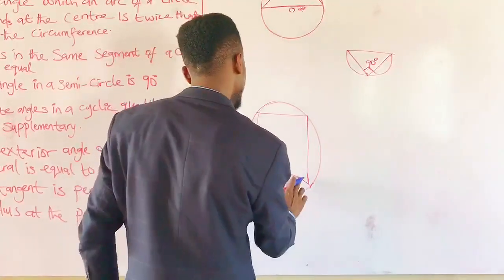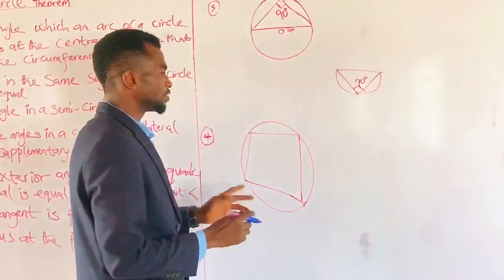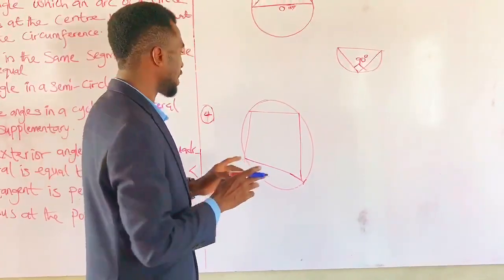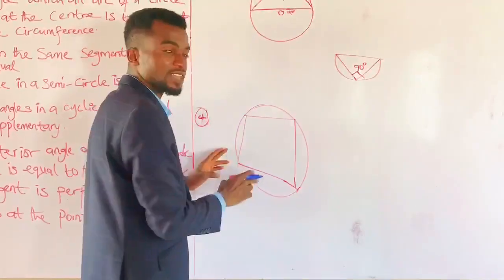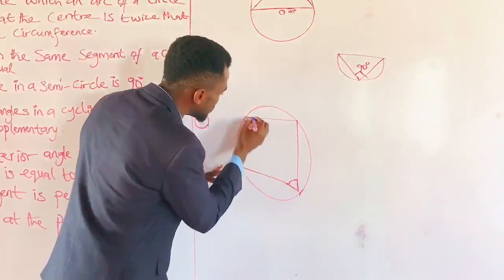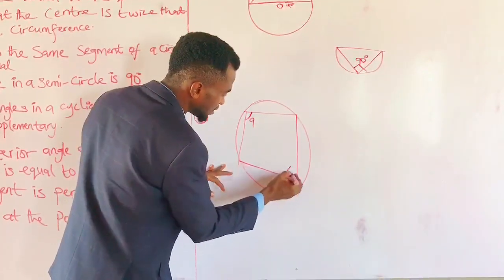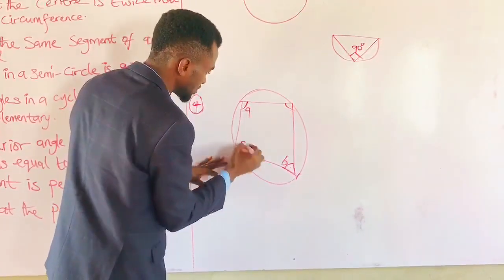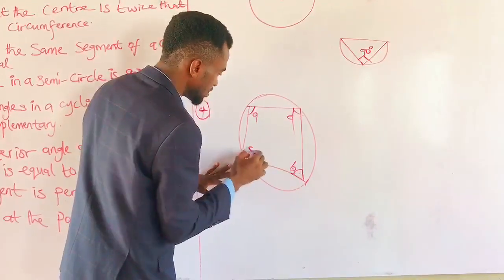Alright, this is a cyclic quadrilateral. The law says opposite angles in a cyclic quadrilateral are supplementary. I told you, a cyclic quadrilateral simply means a quadrilateral inside a circle. Now these are the opposite angles. This place is opposite to this place. Let's name here A and here B. Then let's name this one C and this one D. Now A is opposite to B, C is opposite to D.